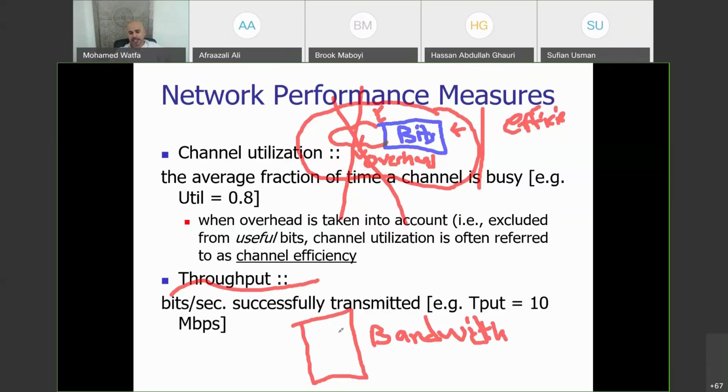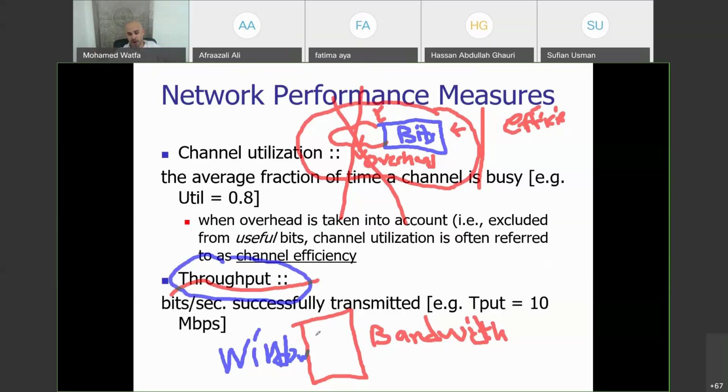Smart. The window, yes, right? Think about window. The bandwidth is the window. How much I'm allowed, not how much I'm sending. How much I'm allowed. And the throughput is the speed. Bonus point for Sufyan. Throughput is the speed. So which one is bigger, throughput or bandwidth?